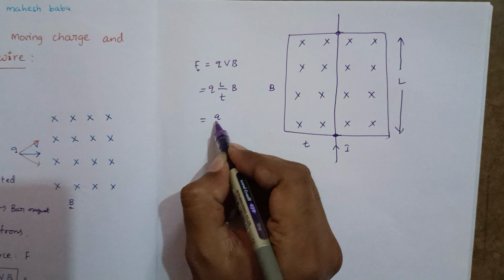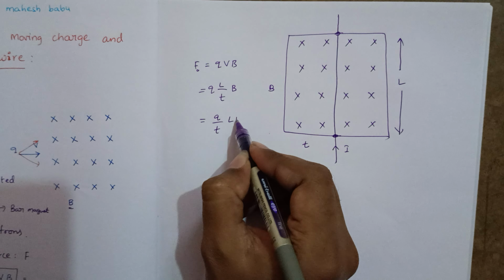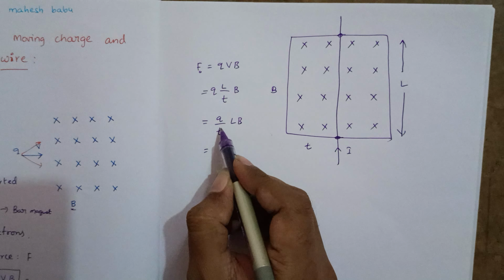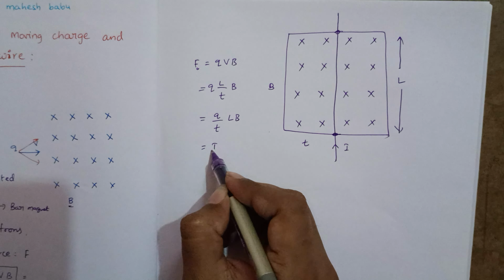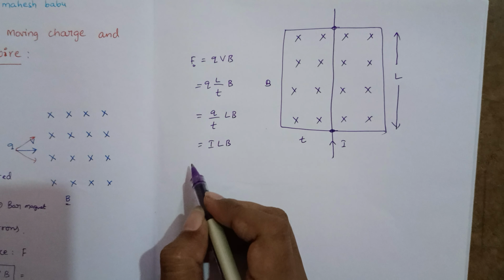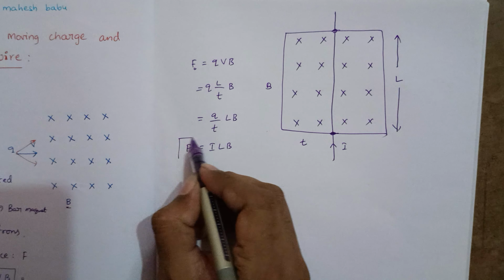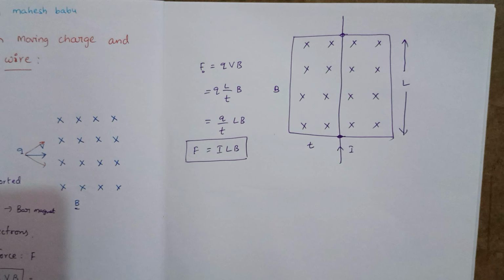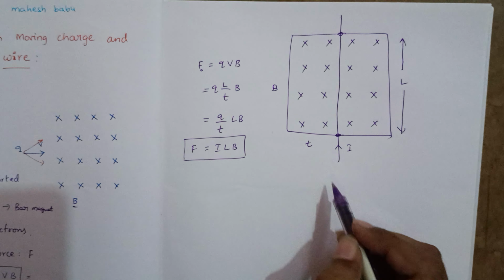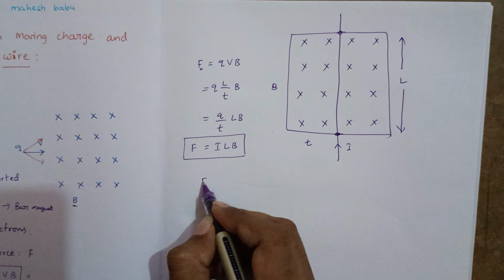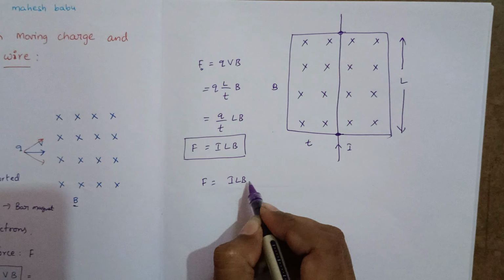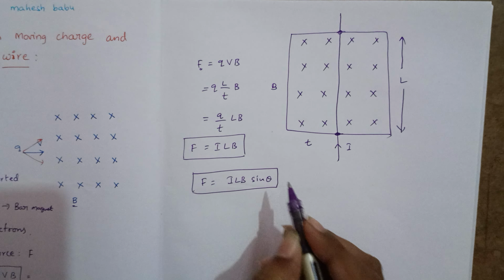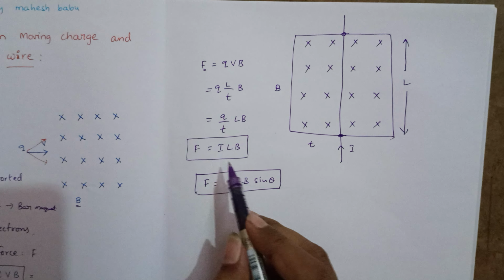Now we can write Q by t into LB. So Q by t is electric current, I L B. F equals ILB. The force acting on it is ILB if it is perpendicular. If it is not perpendicular, F equals ILB sin theta. This much force is acting on the wire.